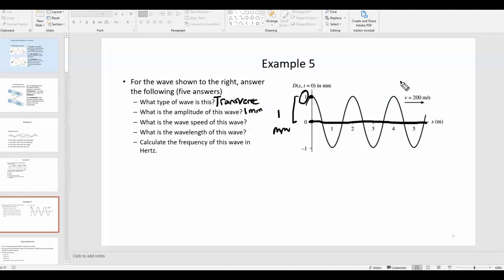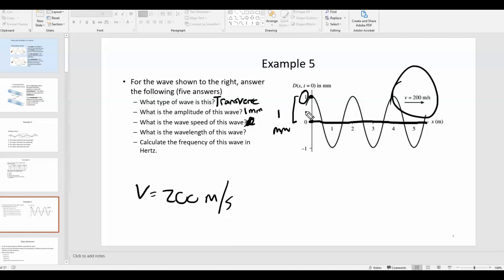Now the wave speed, well, the wave speed is in the picture. It's right there. It says V equals 200 meters per second. So that would be 200 meters per second. V equals 200 meters per second. That's the wave speed. So that's the answer to the third question. What about the wavelength? Okay, so again, pause it here and try to find the wavelength just from the graph. Try to find the wavelength on your own.